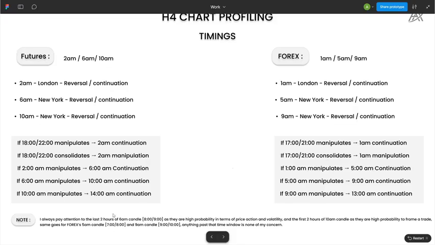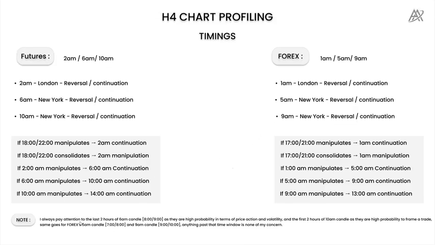Same as forex. For the 5 a.m. candle, I look for only the 7 and 8 a.m. candles inside that 5 a.m. 4-hour candle, and inside this 9 a.m. candle, I only look at these 2 hours to frame a trade. Anything past that is none of my concern. I don't trade that, and I don't expect that at all.